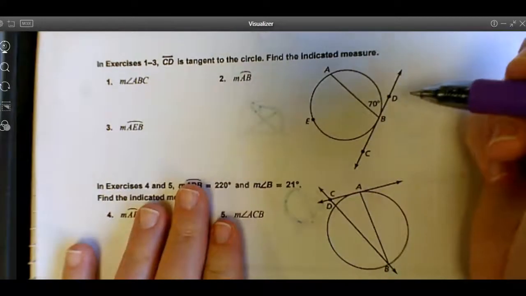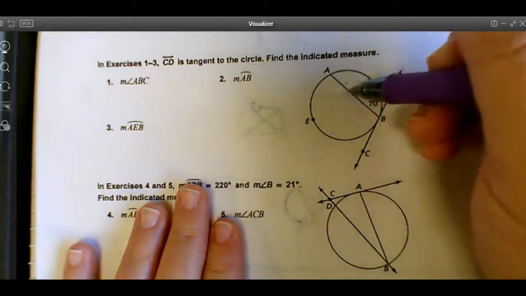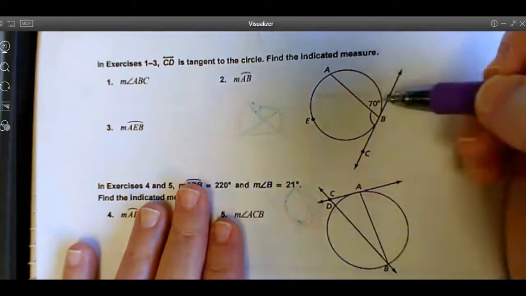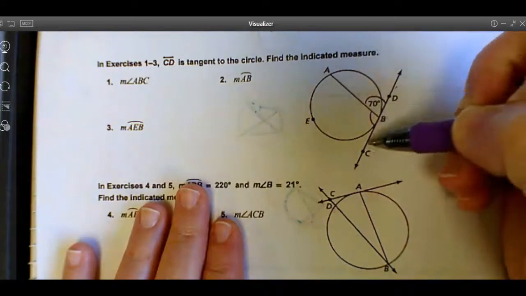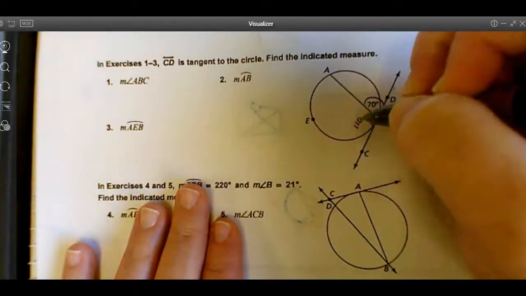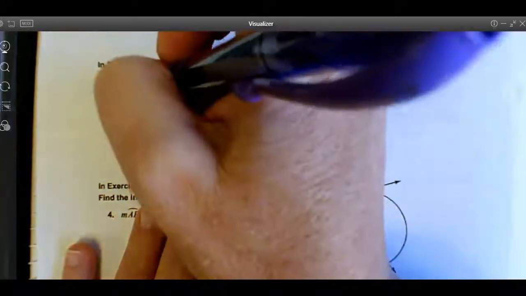Okay, look at these first. So the first one says to find angle ABC. It's asking for this angle right here. And if I know that this is 70 and that makes a 180 because that's a tangent, I'm going to do 180 minus 70 to get this right here. Okay, so I know that this is 110.